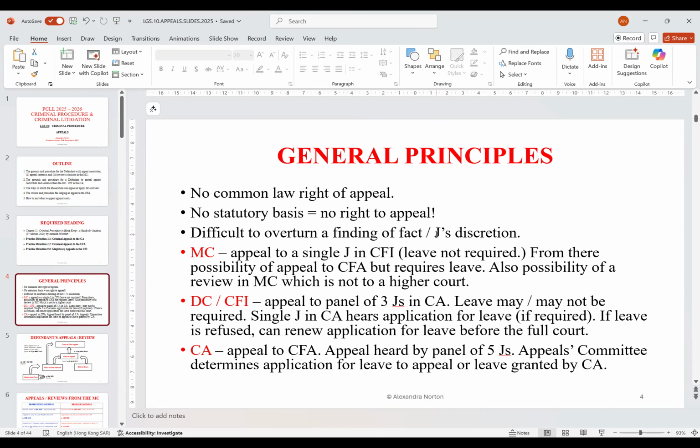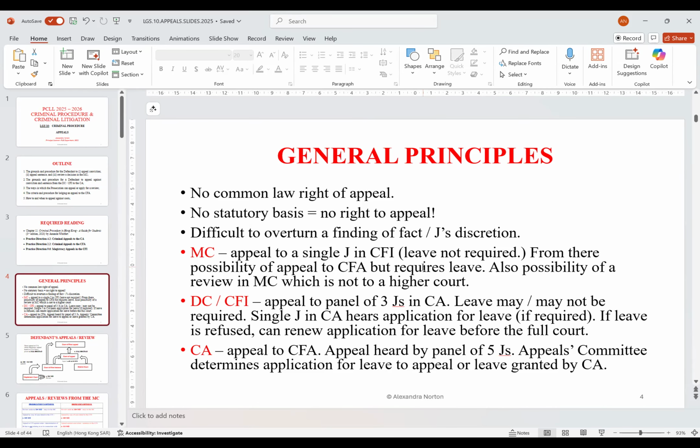From the MC, we are appealing to a single judge in the CFI, and we don't need leave to appeal. There is the possibility of an appeal to the CFA, but the CFA is not a second court of appeal. There's a very high threshold to be met in order for leave to be granted to appeal to the CFA.